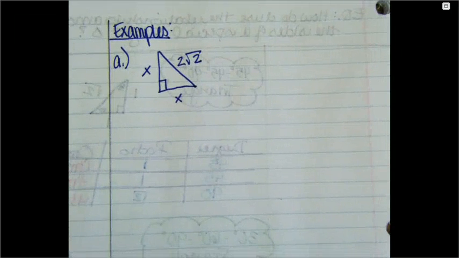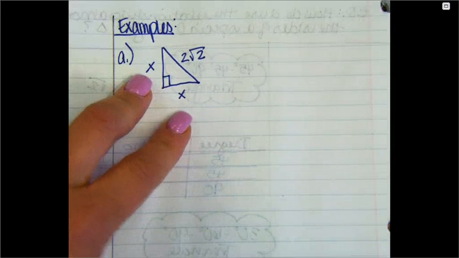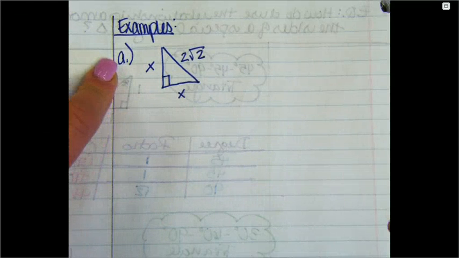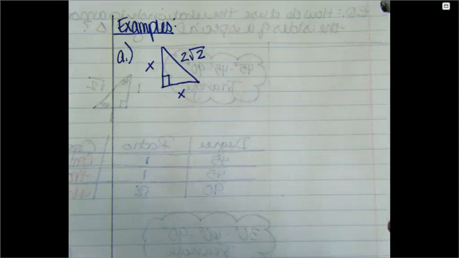All right, so there's my picture. It has x, x, and 2 radical 2. It does not tell me if it's a 45, 45, 90, or if it's a 30, 60, 90. What do you think it is, though? Why 45, 45, 90? Because the x's are exactly the same. I can't have one x be 4 and the other x be 3. That doesn't make sense, right? They have to be exactly the same. So for them to be exactly the same, it's going to be a 45, 45, 90.